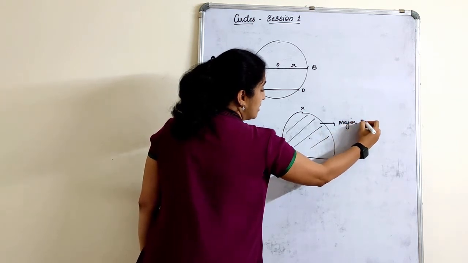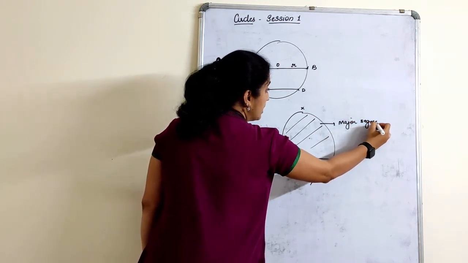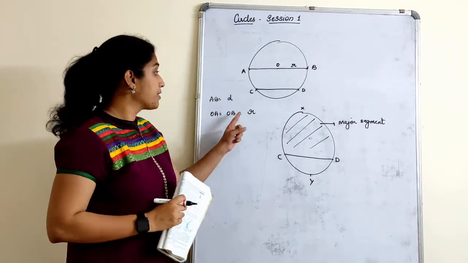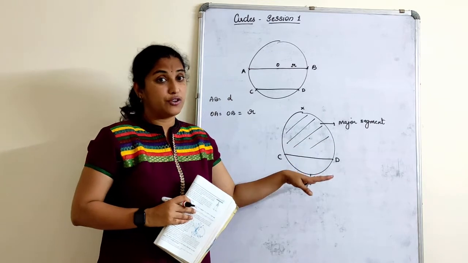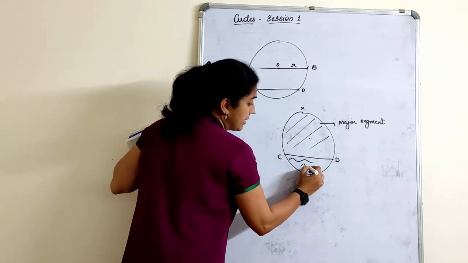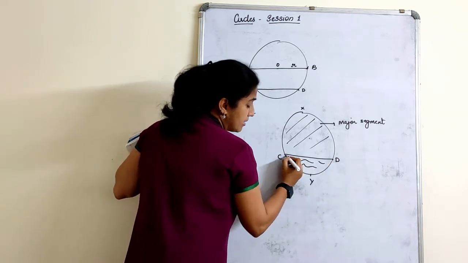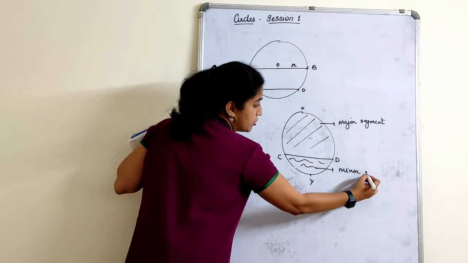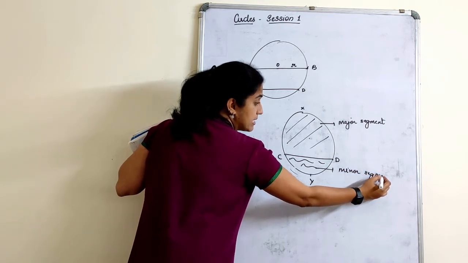We all have done this in standard 9. I am only revising this, and I will also send you a PDF where you will get the statements and definitions for this. The region bounded by a minor arc and the chord is called a minor segment, right? This is what we studied.